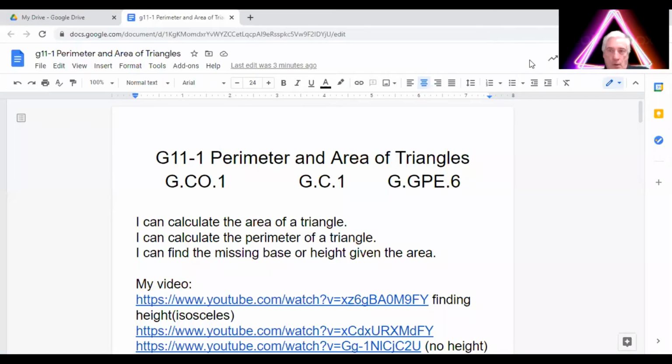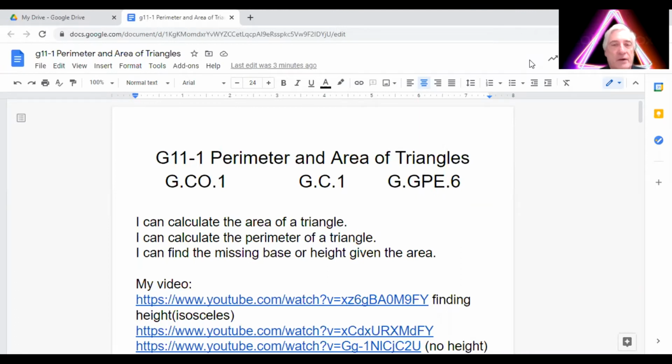The area of a triangle is 1/2 the base times the height. If you heard cowboys say it, the area of a triangle is 1/2 the base times the height. That's what you're going to need to know to find the area of a triangle.